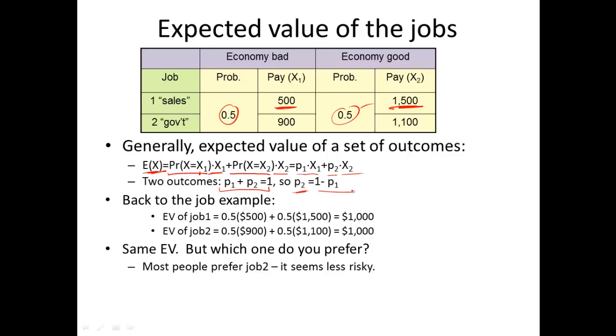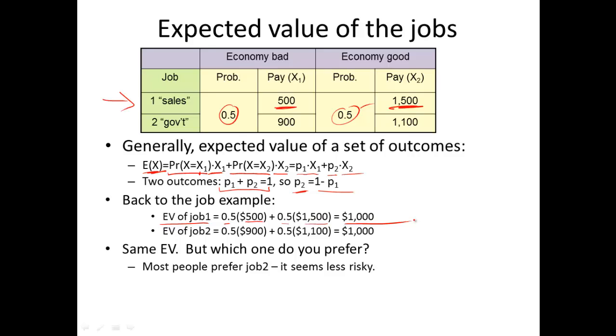Maybe the best way to see it is just to go straight to the example. So let's look here at the expected value of job 1. Job 1, again, is the sales job. So what is that expected value? Well, it's 0.5 times the outcome in the bad state plus 0.5 times the outcome in the good state. 0.5 times 500 plus 0.5 times 1,500 equals 1,000.